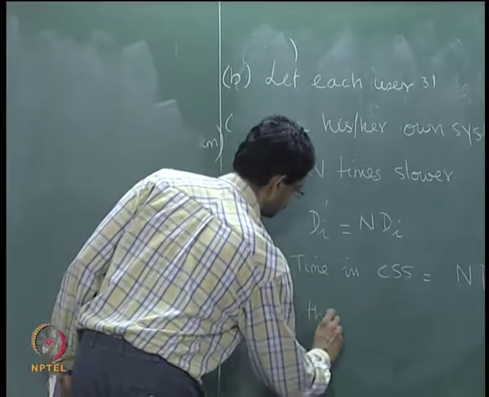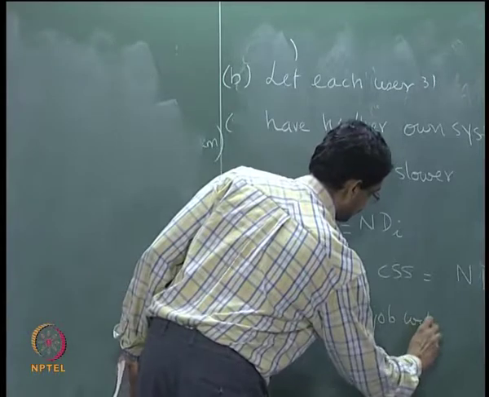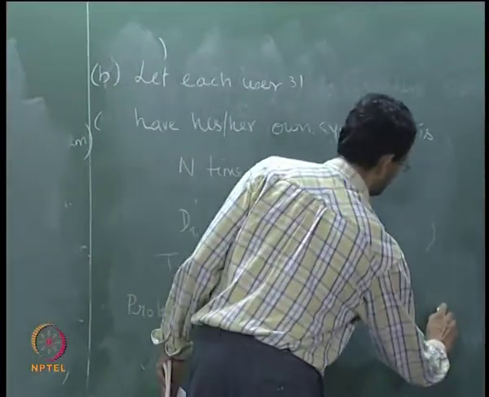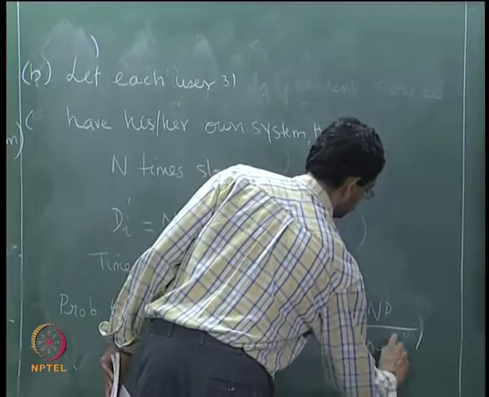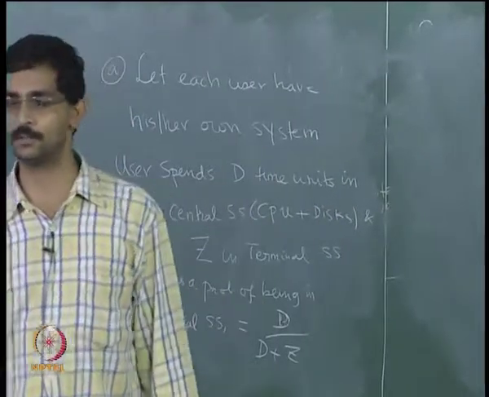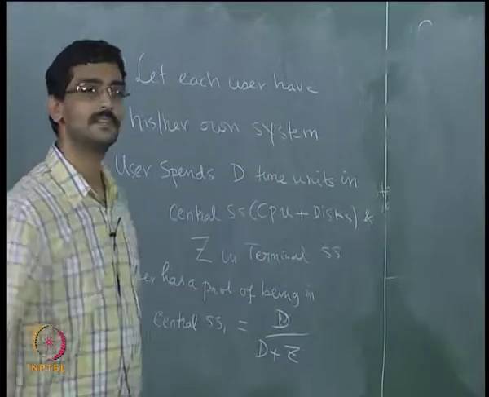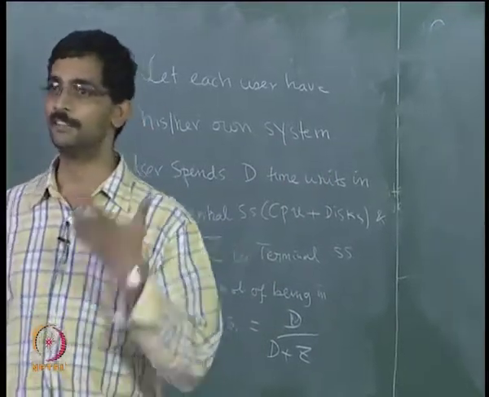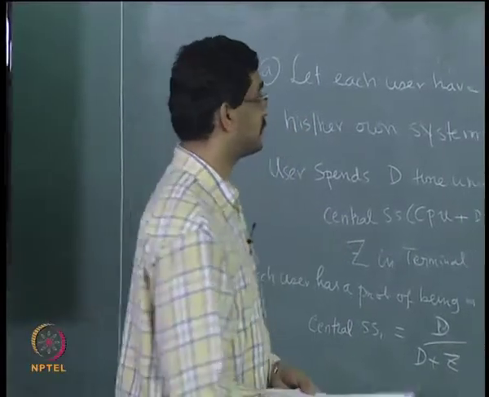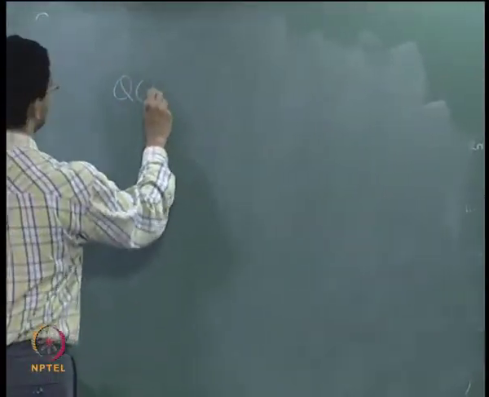So what is the probability that a job will be in the central subsystem? It is nD by nD plus Z. nD is the time spent in the central subsystem, Z for terminal processing. So this is another bound for the same probability of finding a job in the central subsystem compared to the original subsystem. For the original system, Q of n by n, will this be more or less than that? This is an n times slower system, whereas that is n times faster.